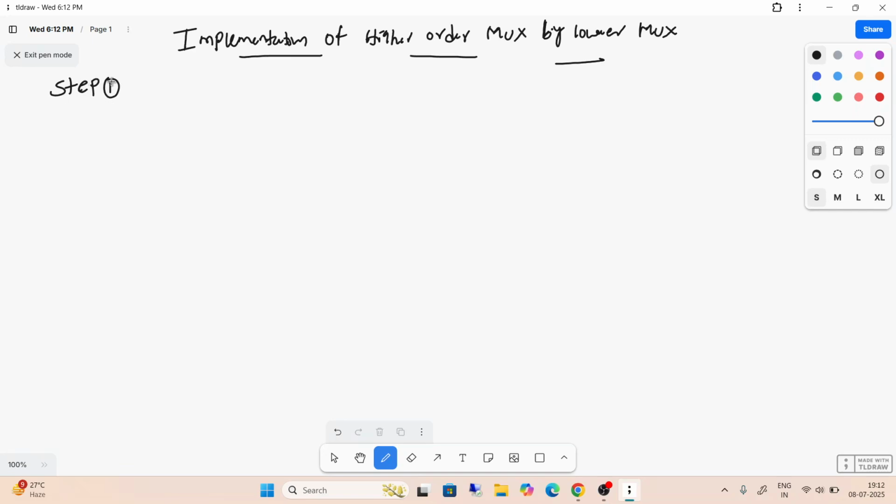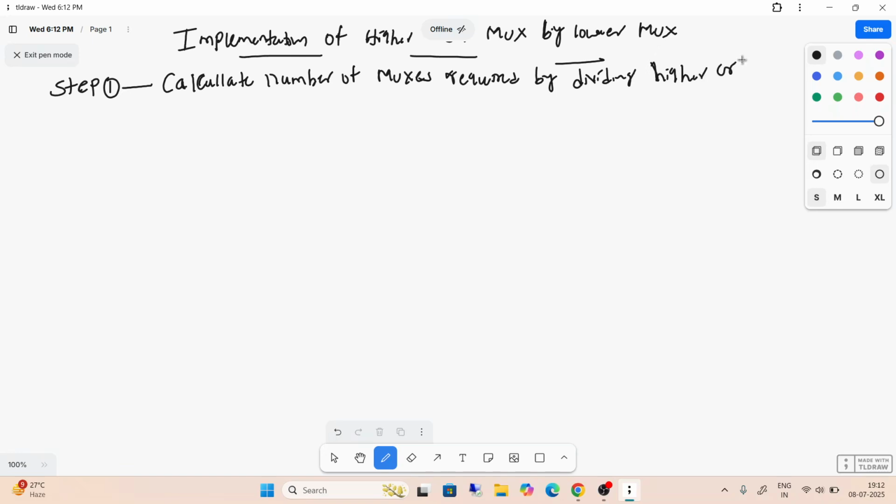Okay. Step one: calculate the number of muxes required by dividing higher order mux by lower order mux. Step two is continue till we get 1.